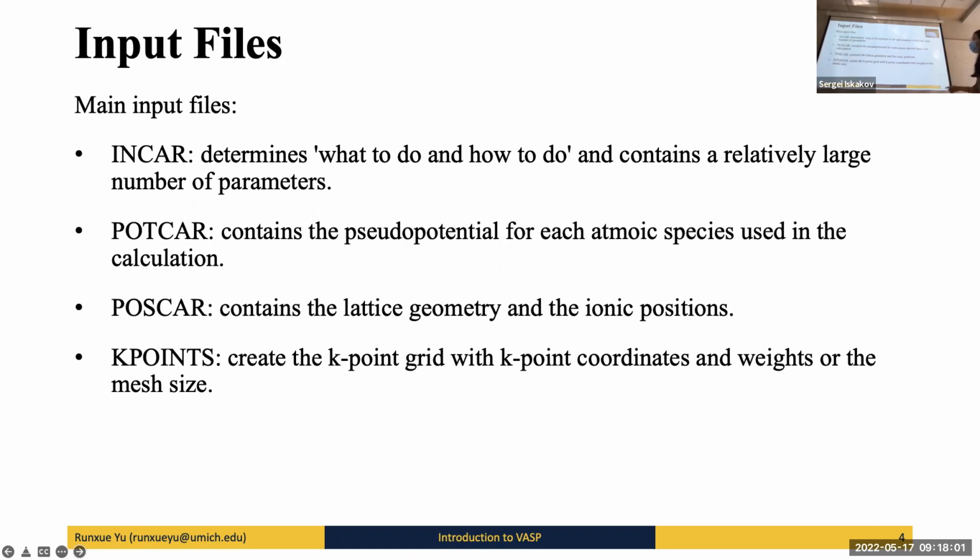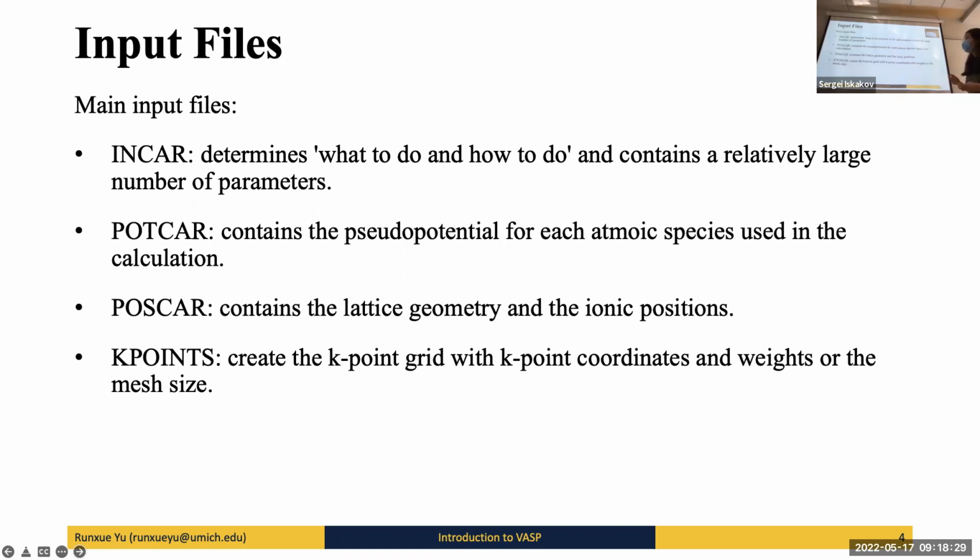So the first one, INCAR, is the most important input file for the VASP. It determines what to do and how to do, and contains a relatively large number of parameters. And the second one is POTCAR. It contains the pseudopotential for each atomic species used in the calculation. Those pseudopotentials are given by VASP, and you have to choose the proper pseudopotential and combine them together.